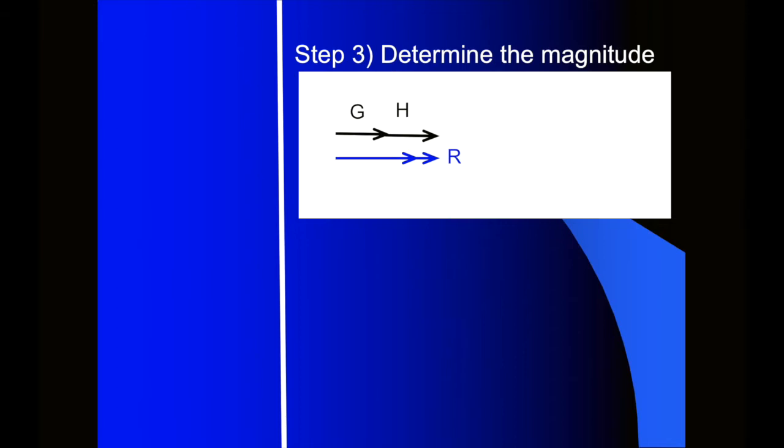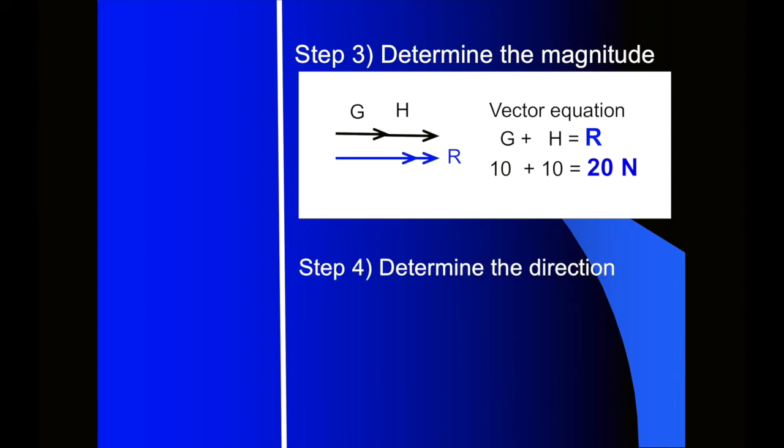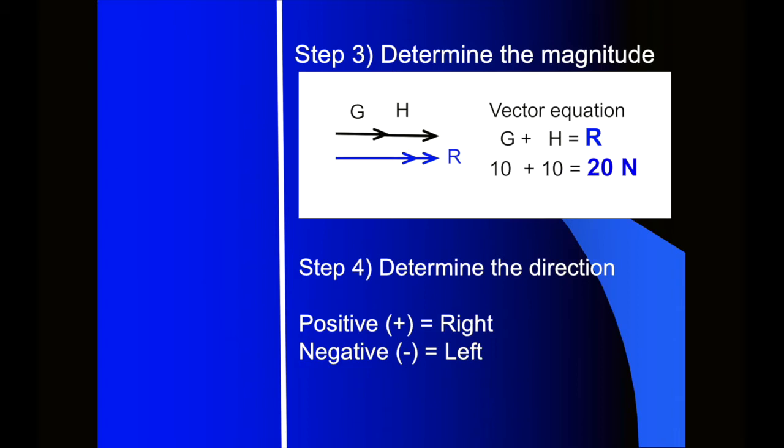The third step would be then to determine the magnitude. Again, remember that arrow G and H equals the resultant. If you were to add in the numbers, we have 10 newtons plus 10 newtons equals 20 newtons. To determine the direction, all you would need to know is that if the movement of the arrows are to the right, then your value would be positive. If the forces were moving to the left, then the values would be negative. In this case, both of the arrows were moving to the right. Therefore, we have the magnitude of 20 newtons. The direction is to the right.